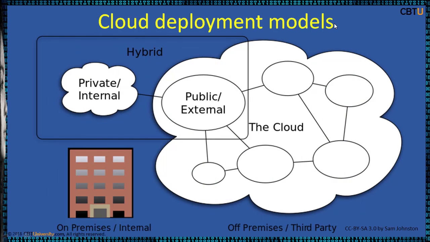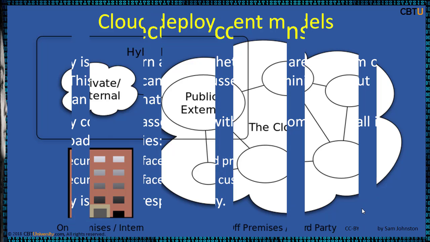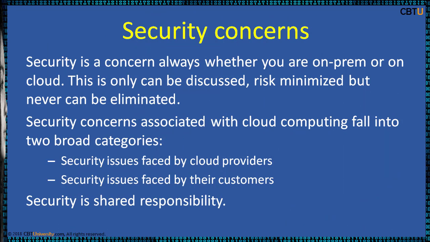These are the cloud deployment models. This is on-premises, internal data center, the private cloud, public cloud. The combined one is the hybrid cloud, and there is another, community cloud, as well. Security is a concern always, whether you are on premises or on cloud. Risk can only be minimized, but never eliminated.